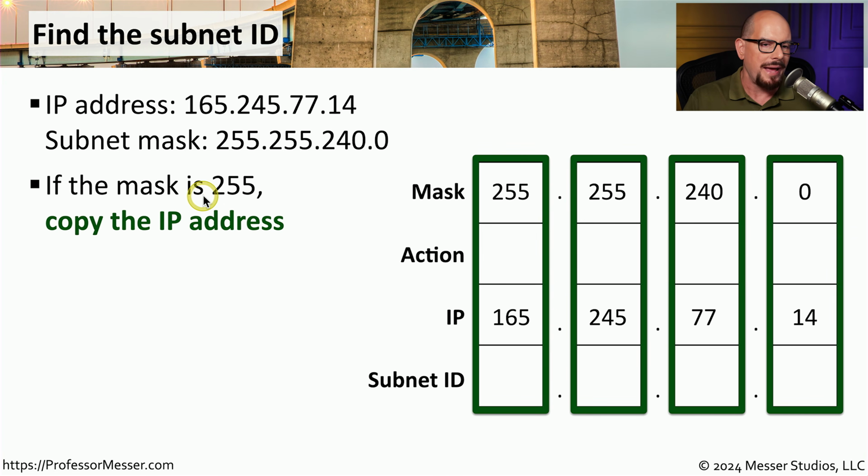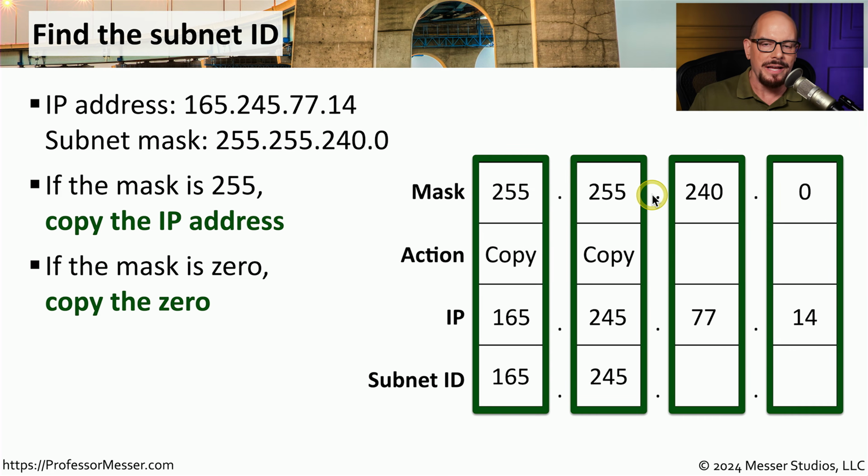For example, if the mask is 255, you simply copy the IP address down. So in this case, the mask is 255 in the first octet, so we're going to copy that down, which means our subnet ID will be copied down with the same number that's in the IP address row. Let's perform that same task again with the second octet. It is also 255, so we're going to copy that through. This 245 then will be brought down into the subnet ID row.